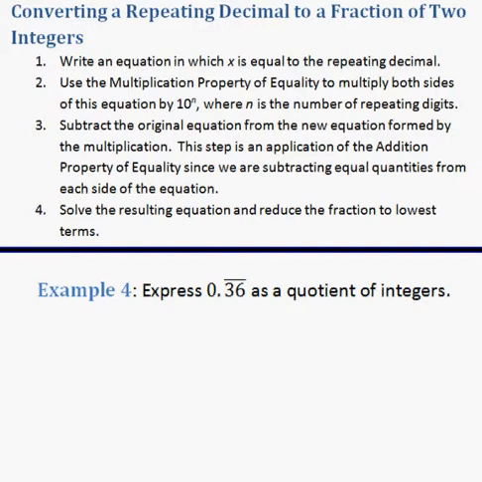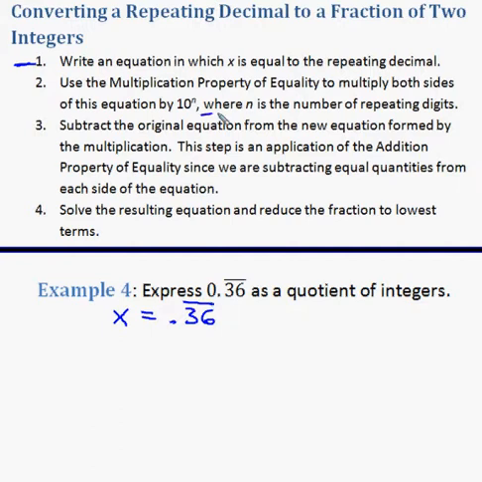Now here are the steps for doing this. We're just going to work through this step by step. Step 1, write an equation in which x equals the repeating decimal. All right, so I'm going to write x is equal to 0.36 continuing. Use the multiplication property of equality to multiply both sides of this equation by 10 to the power n, where n is the number of repeating digits.